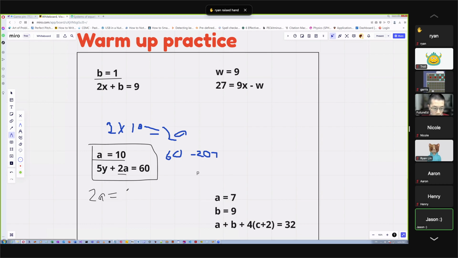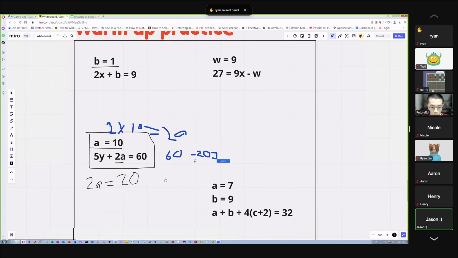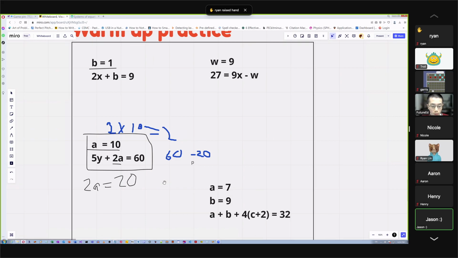Yes. And then we do 60 minus 20, because we're trying to find what 5y is. If we go back to the second equation, we have 5y plus 2a, and we just found out that 2a was 20, right? So in this case, we have 5y plus 20 is equal to 60, right?